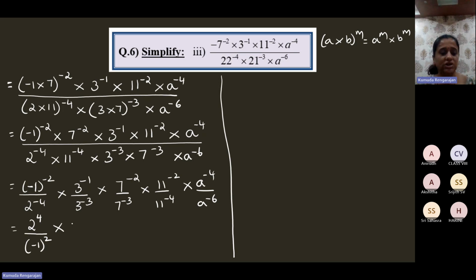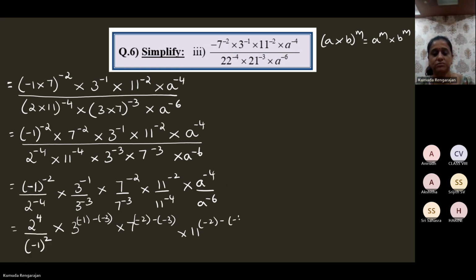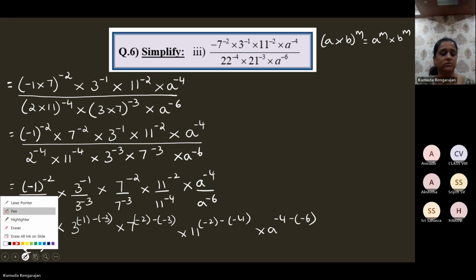Now here tell me 3 to the power -1 -3, correct? Into 7 to the power -2 -3 into 11 to the power -2 -4 into 8 to the power -4 -6. Correct?